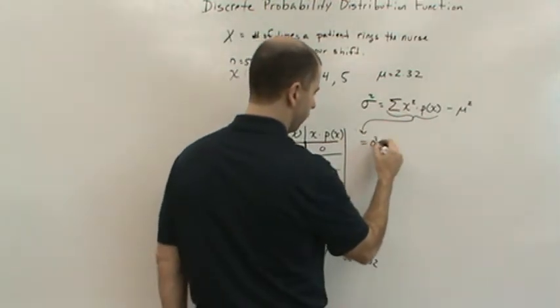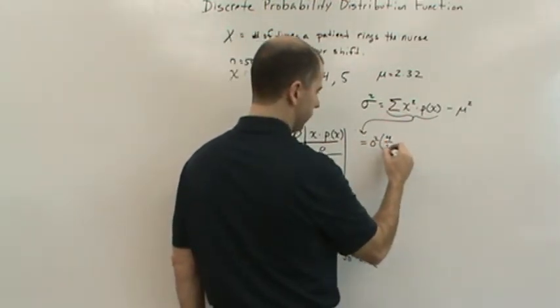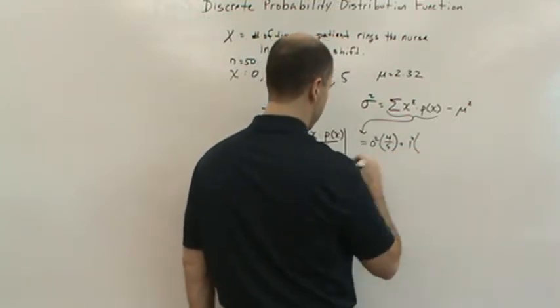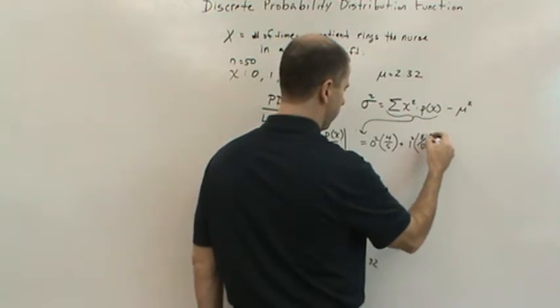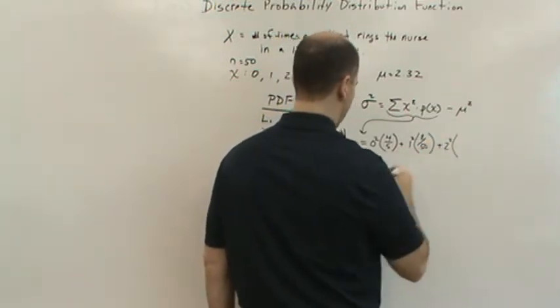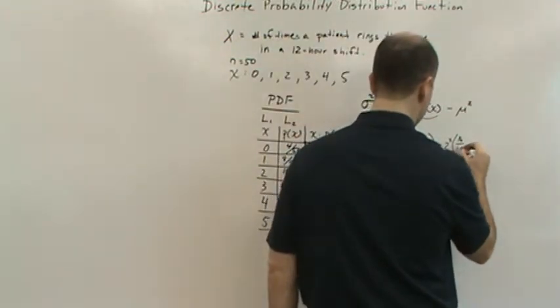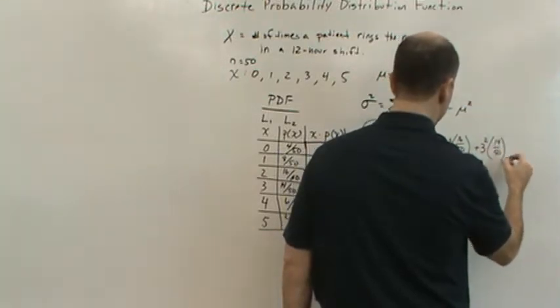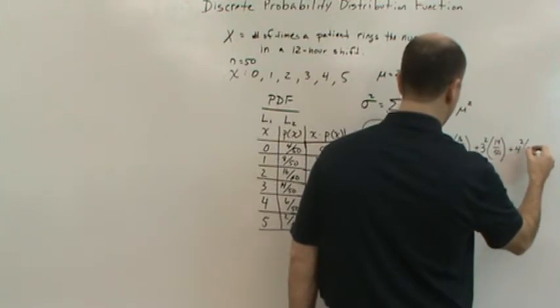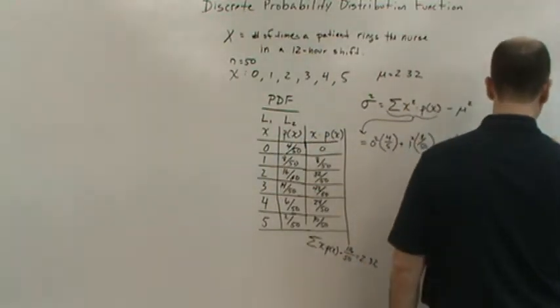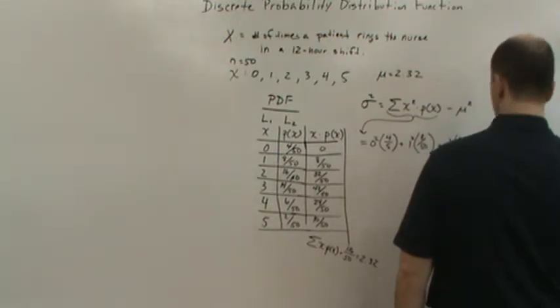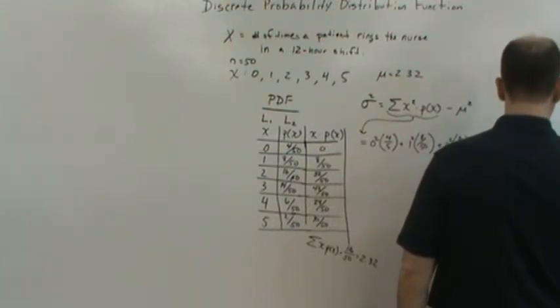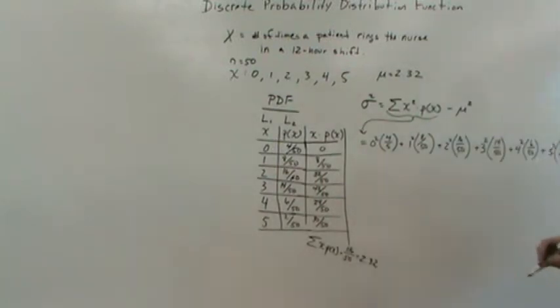0 squared times 4 over 50 plus 1 squared times 8 over 50 plus 2 squared times 16 over 50 plus 3 squared times 14 over 50 plus 4 squared times 6 over 50, and then plus 5 squared times 2 over 50. Okay, now all we do is simplify.